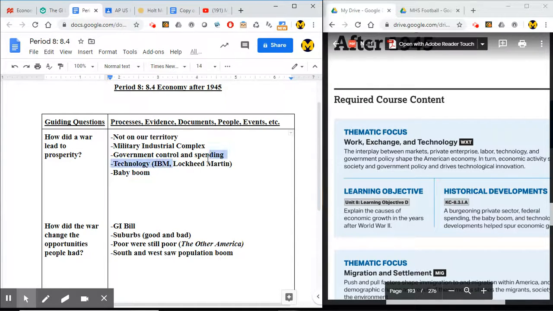I also use the example of Lockheed Martin. I think they were just called Lockheed Company then. Now they're Lockheed Martin, but that was a company that produces mainly airplanes. They built airplanes during the war, and when the war's over, they continue to build airplanes. Some of those become big time passenger planes that are used in the airline industry. They continue to make military planes, but they affect the general economy later on.